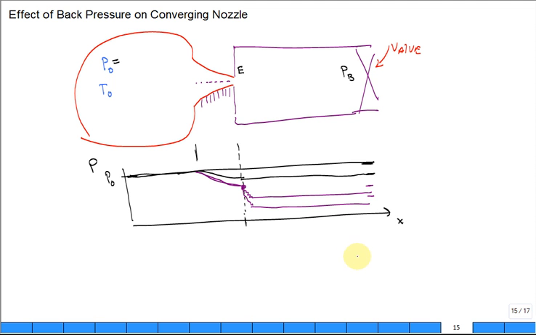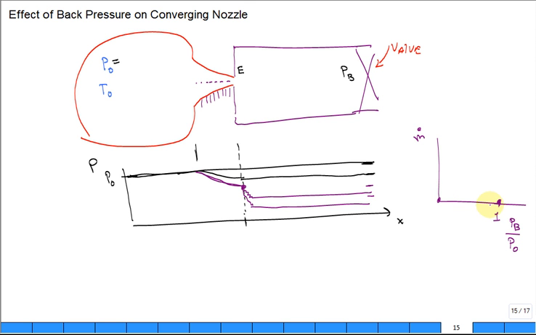So now that you understand the pressure plot, you can go ahead and make another plot: what is the mass flow rate that goes through that nozzle as a function of the ratio of back pressure to the supply pressure, the stagnation pressure? When that ratio is equal to 1, what is the flow rate? Zero.